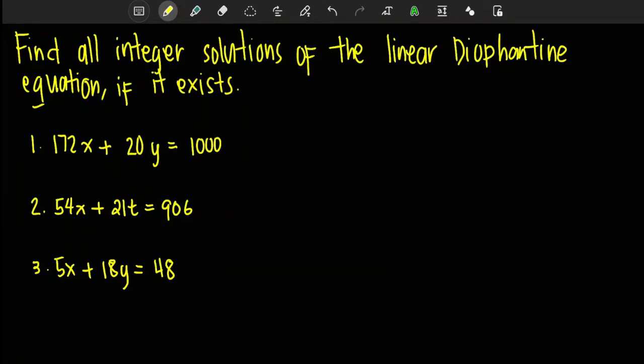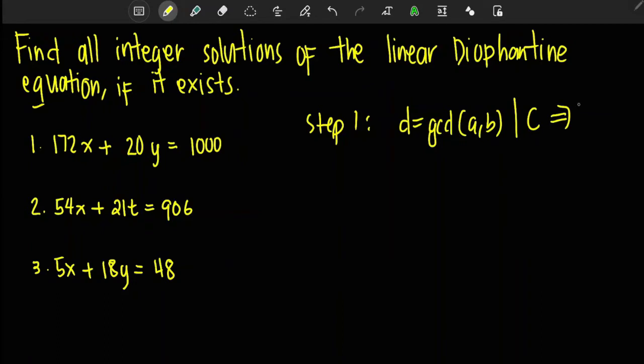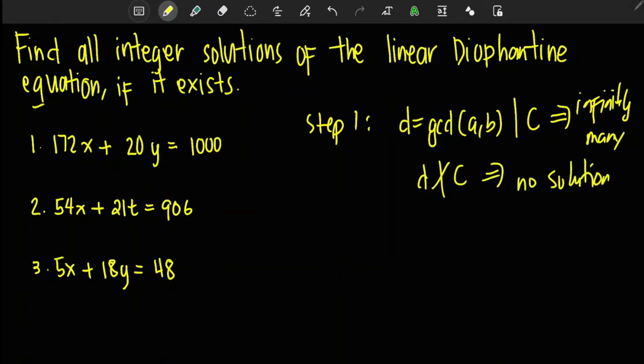So again, tingnan natin kung ano yung steps na kailangan natin para makuha yung solution. Una, kailangan mong malaman kung may solution ba or wala. So paano mo malalaman yan? Kukunin mo yung GCD ng A and B. Now, kung yung GCD ng A and B, dinidivide niya si C, then you have a solution. Infinitely many solutions. Kung si D, hindi niya dinidivide si C, then no solution. So that's the first step. Find the GCD and then determine whether a solution exists or not.